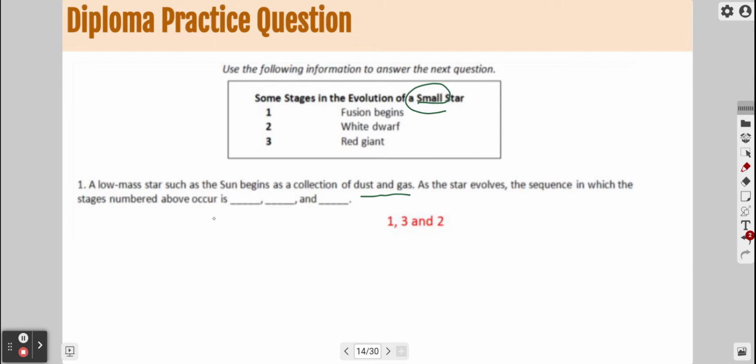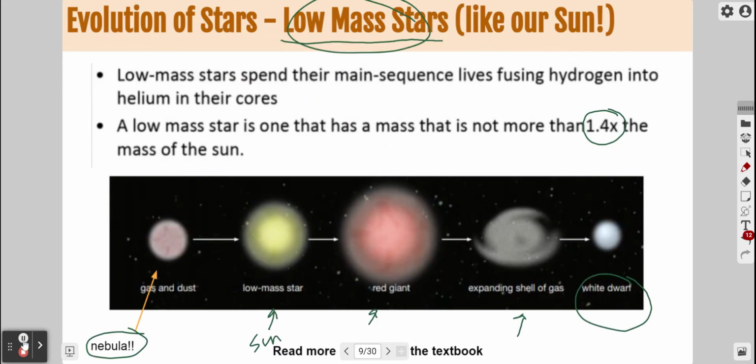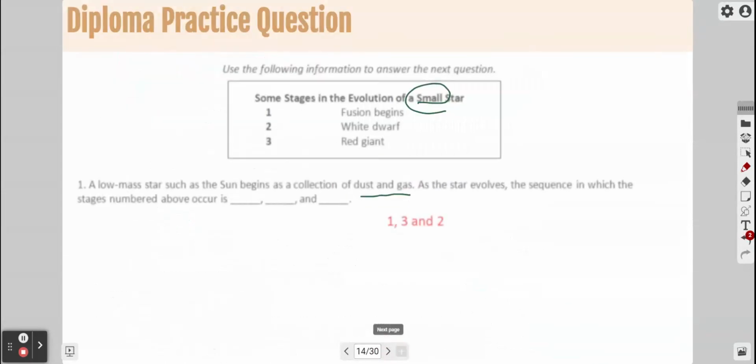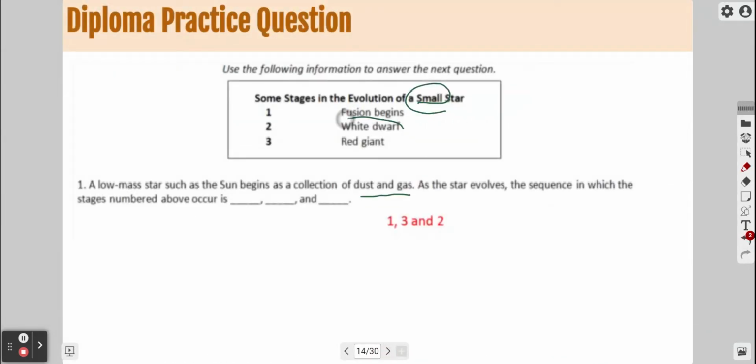Okay, let's pause here. I know you got the answer, but let's go back to see our small sun. And by small sun, I meant low mass star, like our sun. So what do we got? We've got it starting as a nebula, gas and dust, goes to low mass star, a red giant, and then a white dwarf. So white dwarf is what it ends in. Okay, not a black hole like the high mass star. So we're looking at white dwarf. So let's go back to our question. So white dwarf, there you are. That's what our sun, our small star is going to end in.